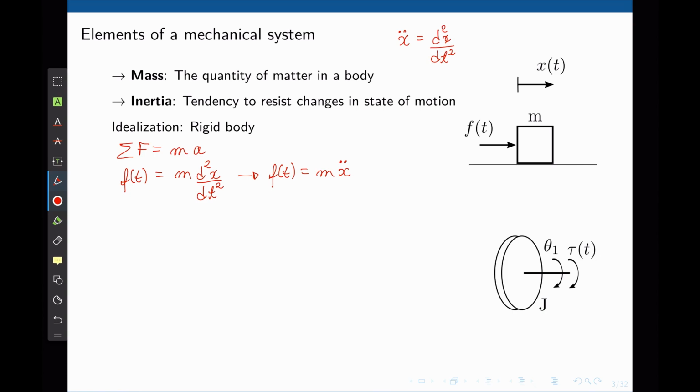The equation of motion for this system now is: the sum of torques is equal to the moment of inertia times the angular acceleration alpha. The sum of all torques acting on this system is simply tau of t, and alpha is the second derivative of the angular position theta of t. And according to our new notation, we can write tau of t equals J theta double dot, where again theta double dot is the second derivative of theta with respect to time t.